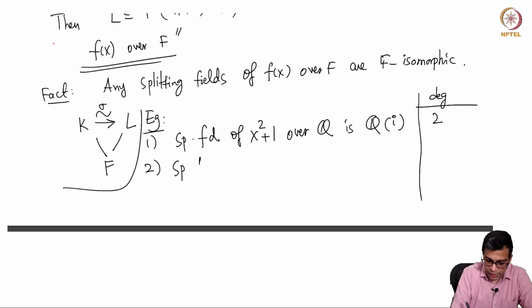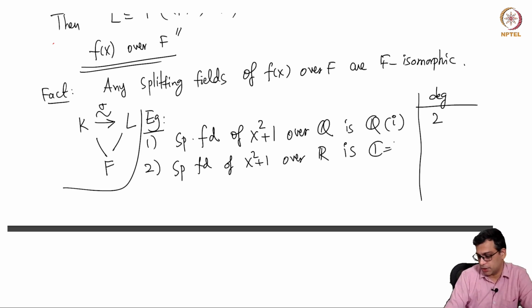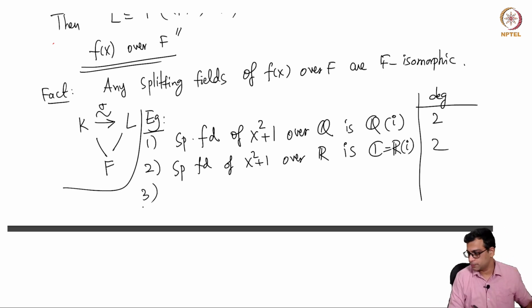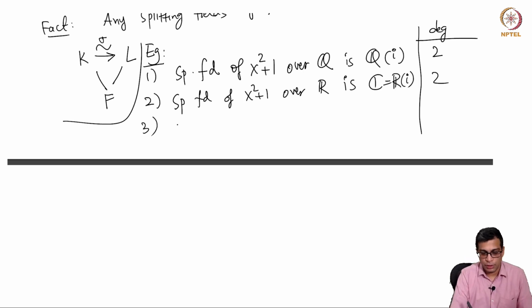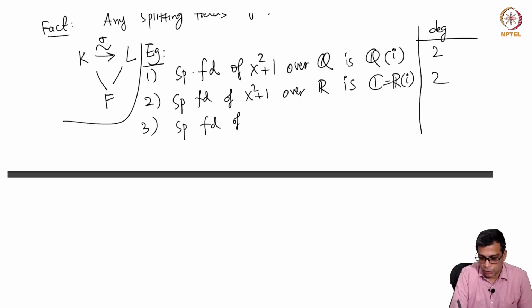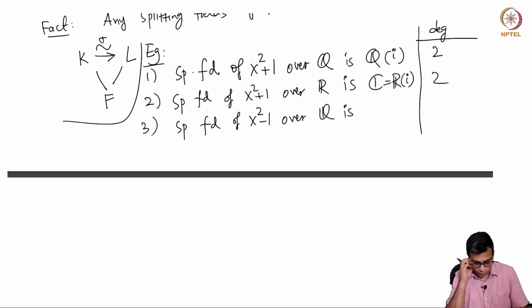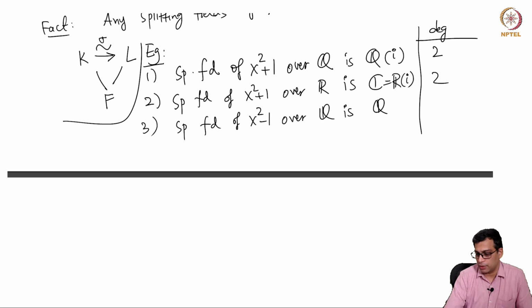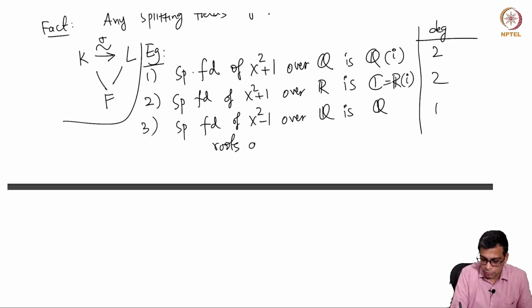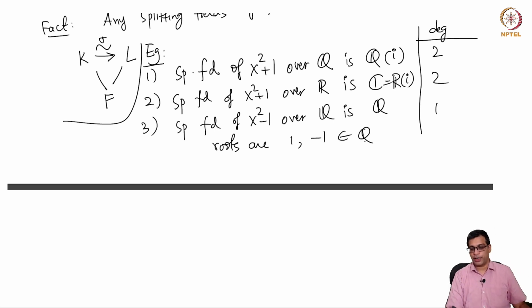What is the splitting field of x square plus 1 over R? Actually this is nothing but C, so this is R adjoined i. So the degree is still 2. What is the splitting field of x square minus 1 over Q? This is actually just Q itself and the degree is 1, because here roots are 1 and minus 1, they are all already in Q, so you don't need to add anything more.